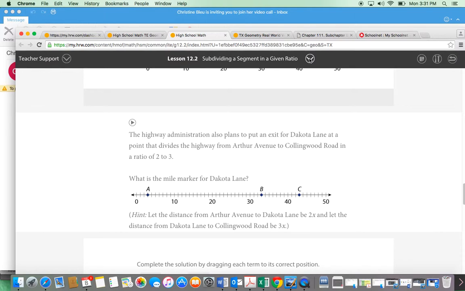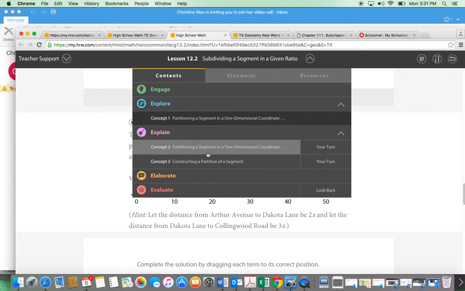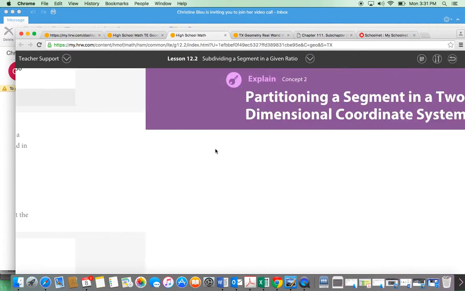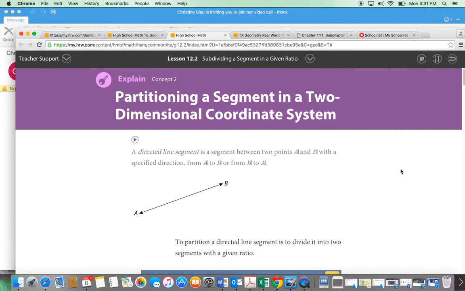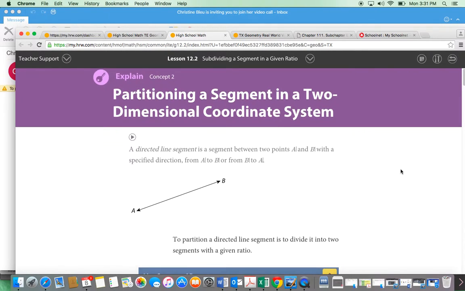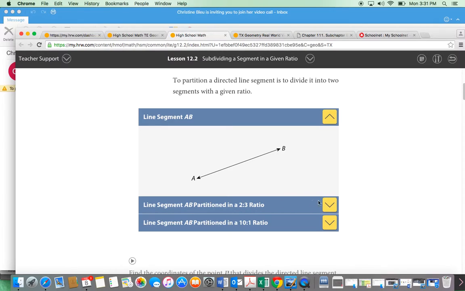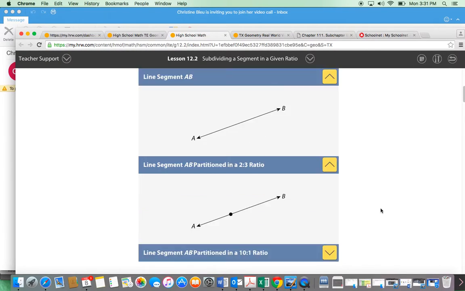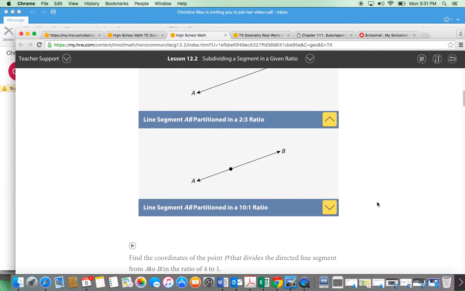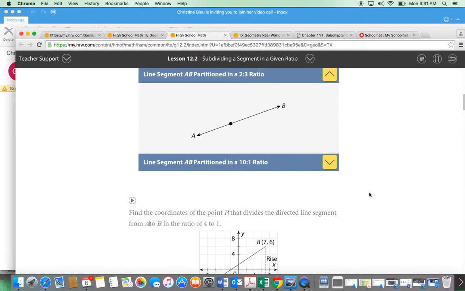To look at an abstract example, let's go to explain concept 2. Here we're going to look at it just geometrically. Here we have a directed line segment, and we want to divide it into a ratio of 2 to 3. Here's a visual for the students. They can see the left half is a little smaller than the right half. And I shouldn't be saying halves because those aren't halves. It's not 1 to 1, it's 2 to 3.